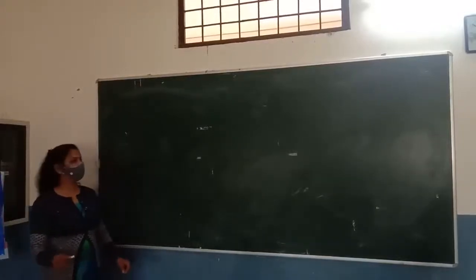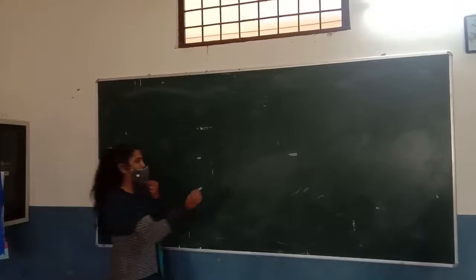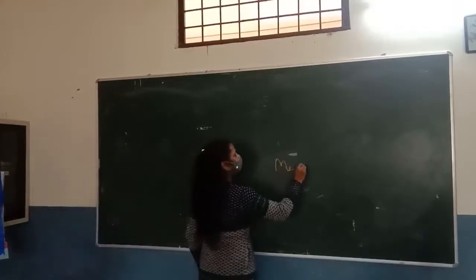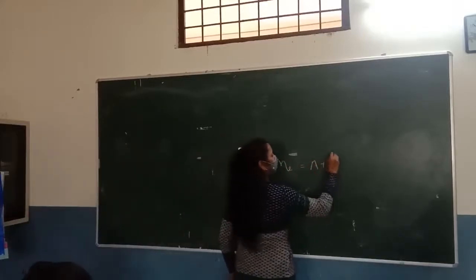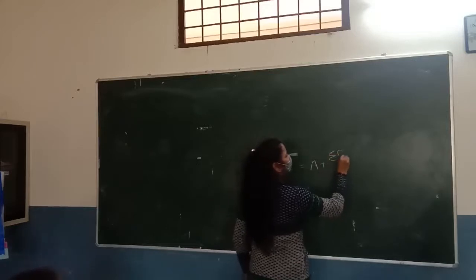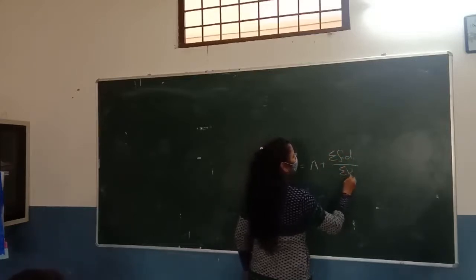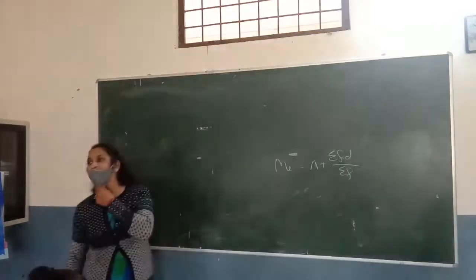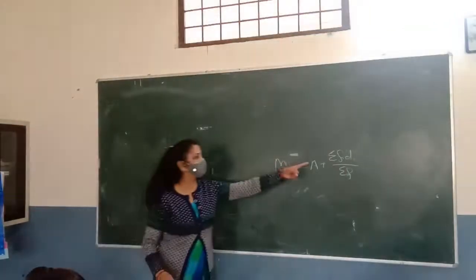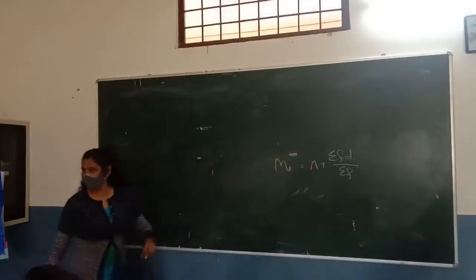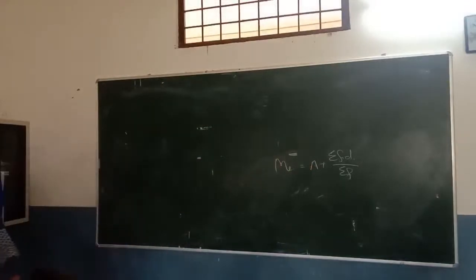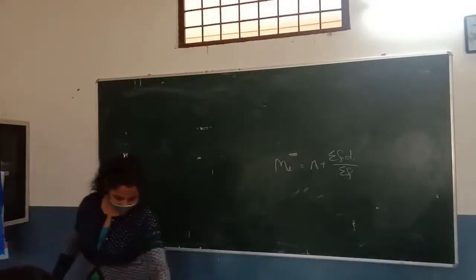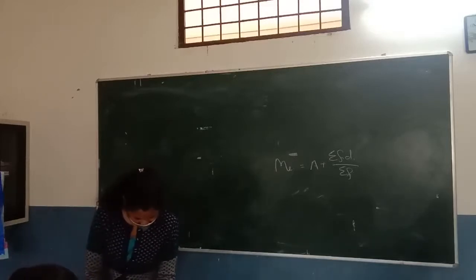For the assuming method, first we should know the formula. Mean is equal to a plus sigma fi di upon sigma fi. So first you should know what di is. di is called deviation. For finding the deviation, we have to suppose a number. Like I am taking an example.